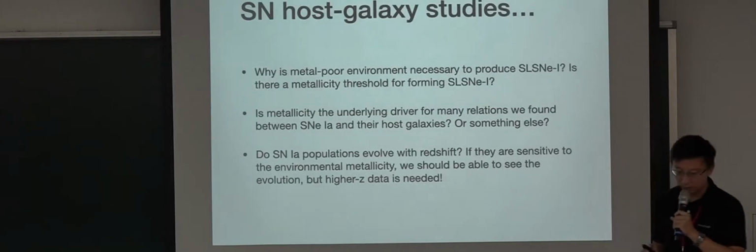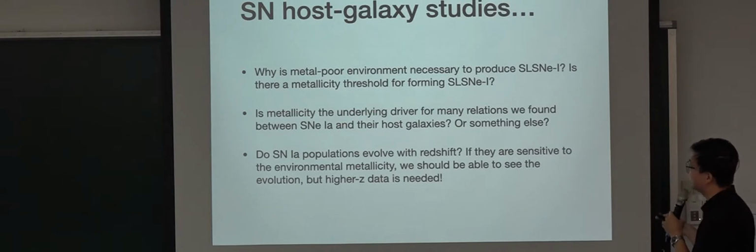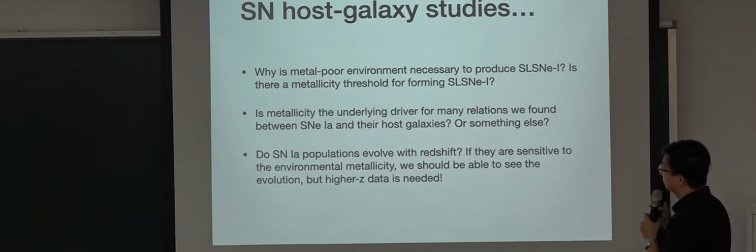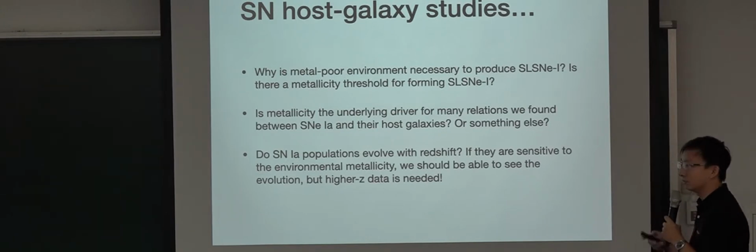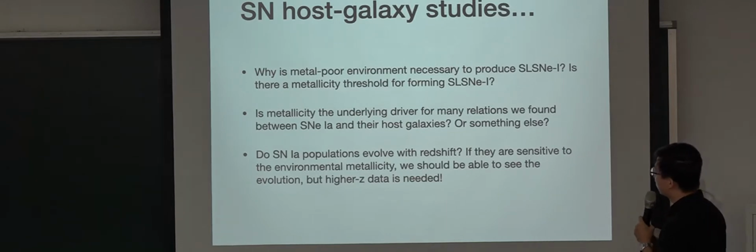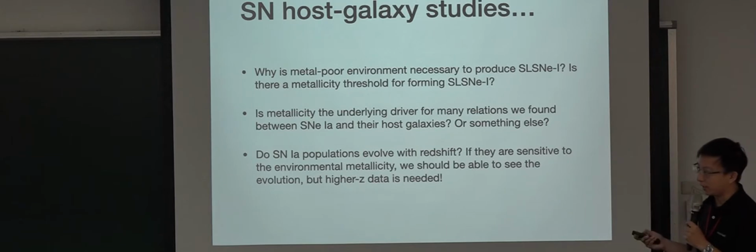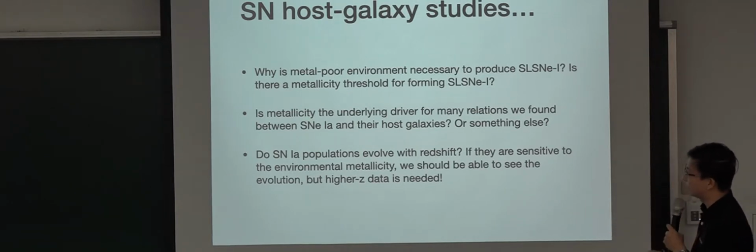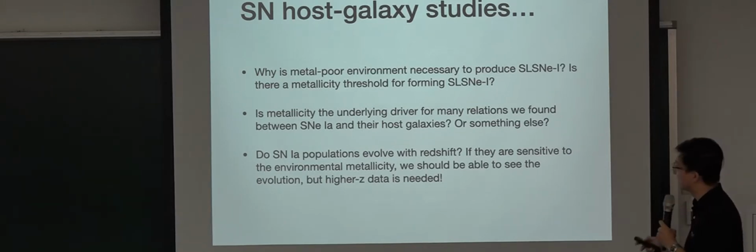So that's the end of my talk. Instead of a summary, I think I'll leave some unanswered questions here. First, why is the metal-poor environment necessary to produce type I superluminous supernovae, and is there really a metallicity threshold, like they claim, a half-solar metallicity threshold for forming this kind of luminous event? It's also not clear if this metallicity effect applies to both the low redshift sample and the high redshift sample, or if there's an evolution due to galaxy evolution or the evolution of the progenitors itself.